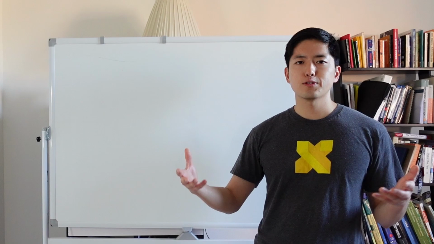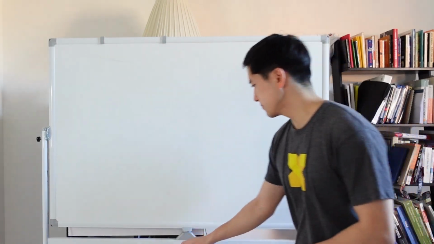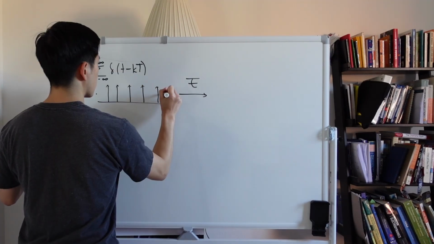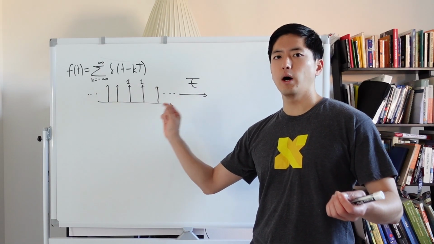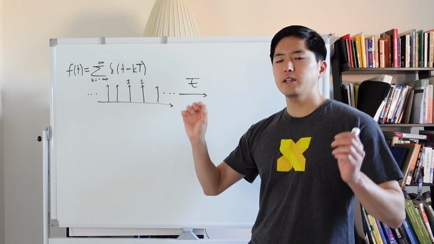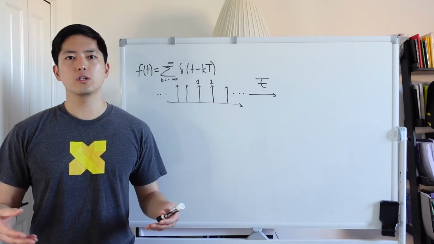So what is the problem? The problem is the following. What is the Fourier transform of an impulse train? So let's draw it out. So I just drew an impulse train where each impulse has an energy of 1, and the impulses appear every T interval. So just really quickly, let me explain to you what an impulse is.